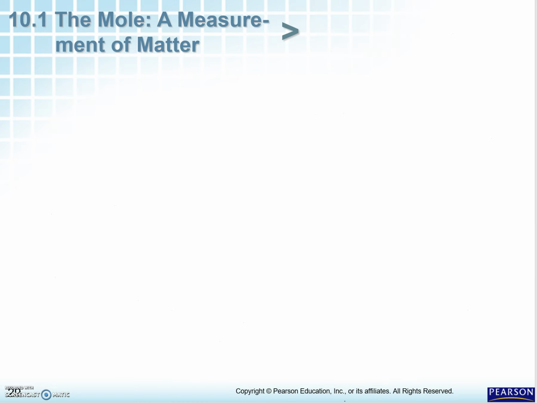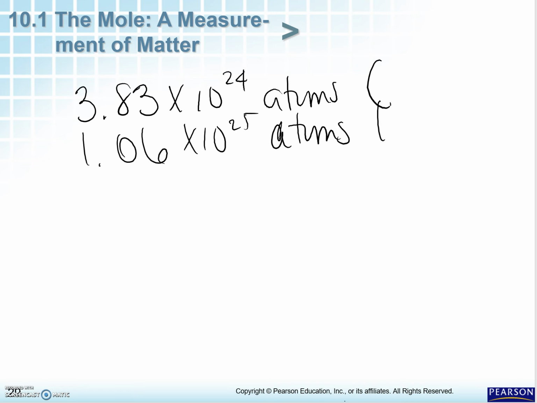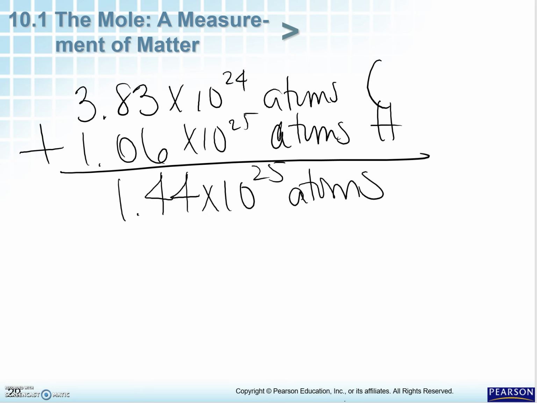So now if we were to take the number of atoms of carbon, which is 3.83 times 10 to the 24th atoms of carbon, and how many atoms of hydrogen we have, we can determine our total amount of atoms through simple addition. So if you were to add these two together, let's see what we would get. Overall, you would get a total of 1.44 times 10 to the 25th atoms. We have a ton of atoms.